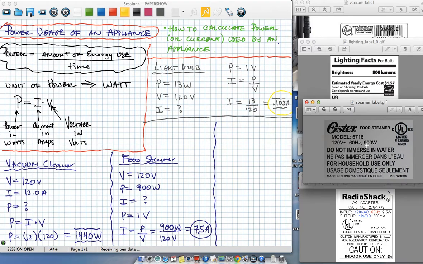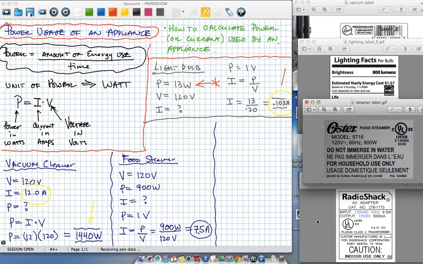And if you go back to our vacuum cleaner, it's 12 amps, a whopping 12 amps. That also makes sense, because it takes a lot of energy to operate a vacuum cleaner. Just look at that wattage. It's 1,440 watts compared to 13 watts to operate the light bulb. It's a great difference.